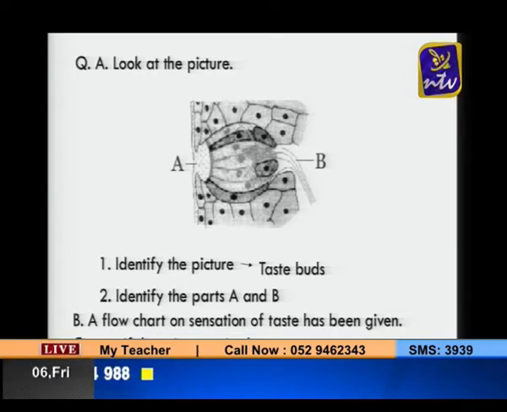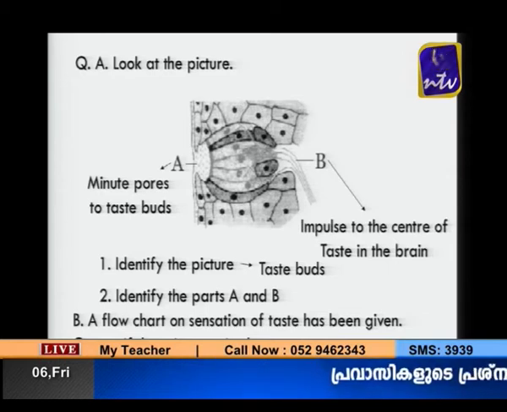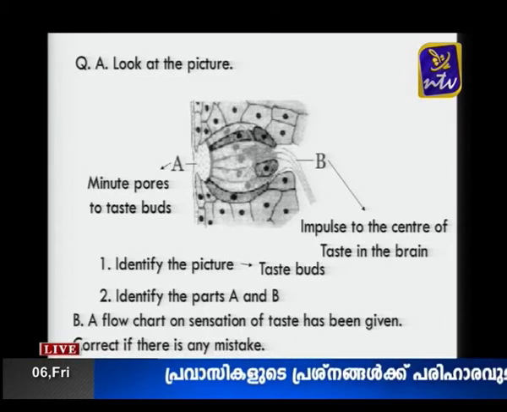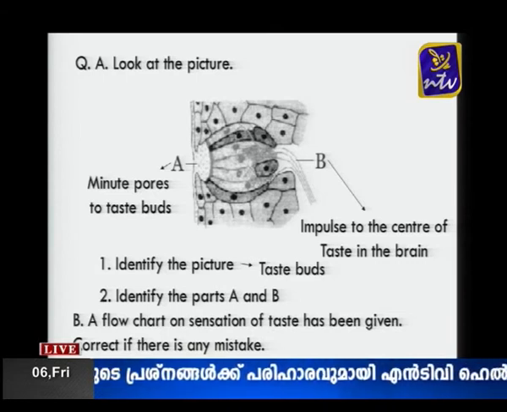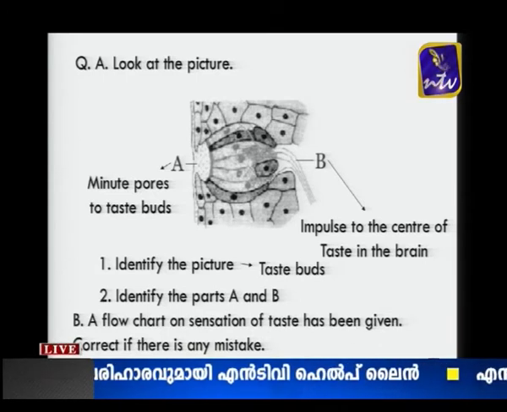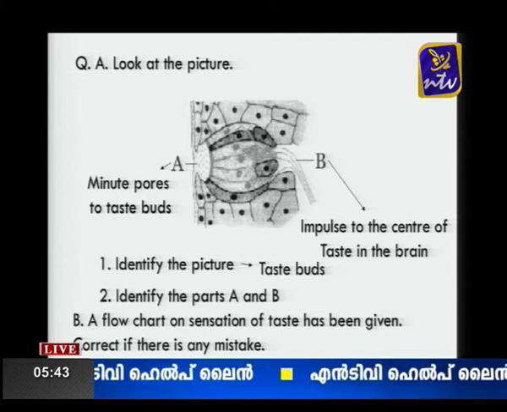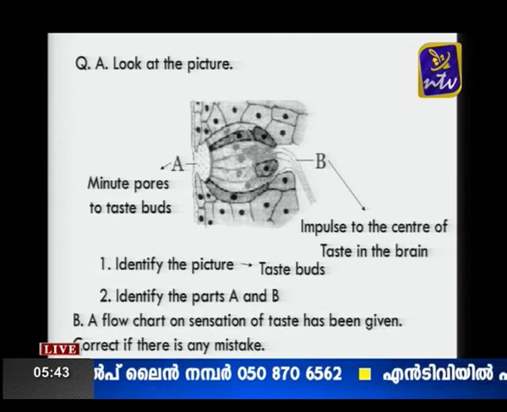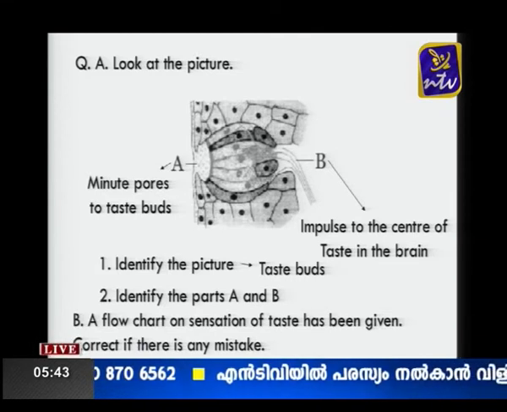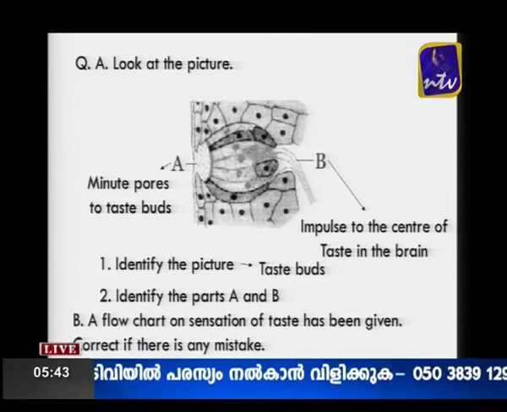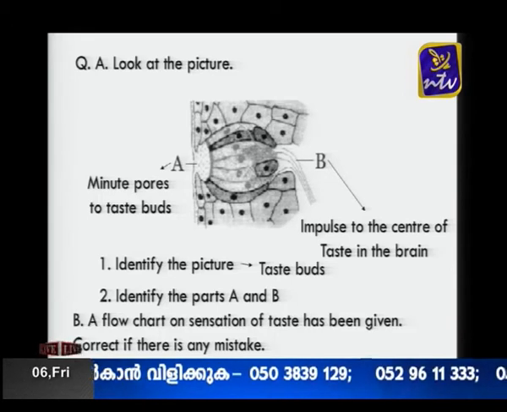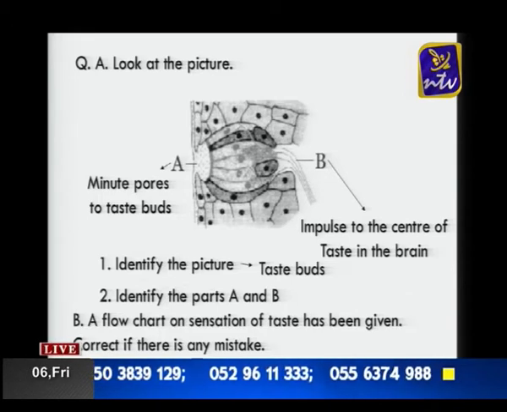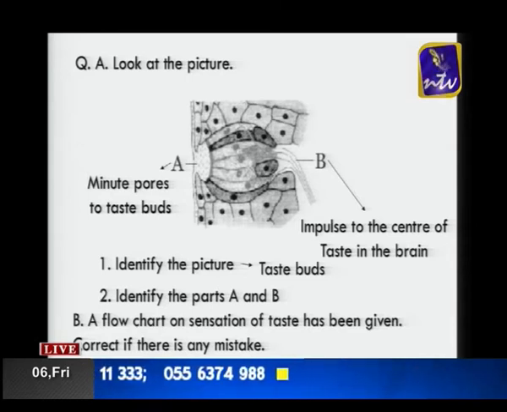Then second question, identify the parts A and B. A is minute pores to the taste buds. So food molecules enter the taste buds through these minute pores so that they have to dissolve with the saliva. That means if there is no saliva, then we cannot. If a substance is not soluble in the saliva, the taste of that substance is not detected. Then the taste receptors, when they get stimulated, this stimulus is carried by the nerve to the brain.